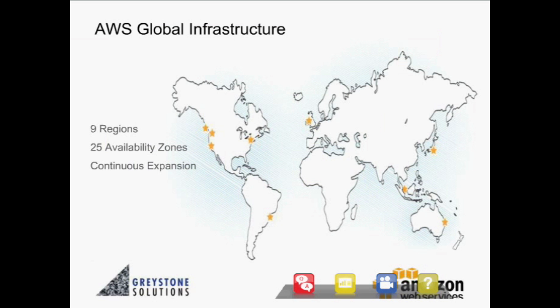Our AWS Global Infrastructure has 9 regions, geographically located, 3 in the U.S. We also have a GovCloud region, which is an ITAR compliant region. We have various regions across the globe in Tokyo, Singapore, Australia, Europe, and South America.